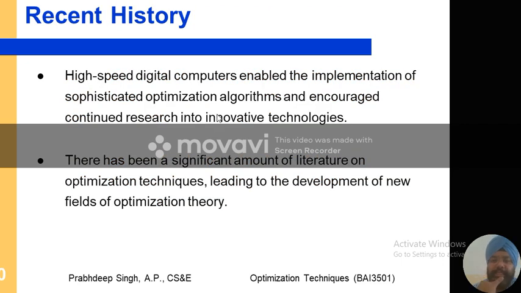High-speed digital computers enabled the implementation of sophisticated optimization algorithms and encouraged continued research into innovative technologies. There has been a significant amount of literature on optimization techniques, leading to the development of the new field of optimization theory.